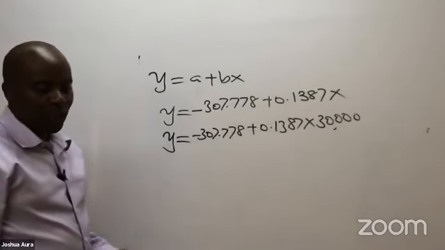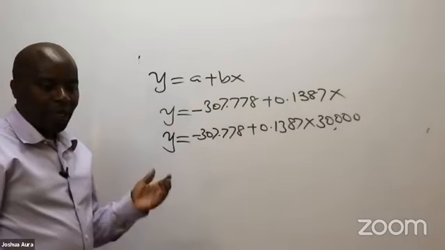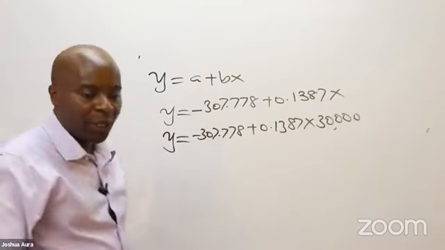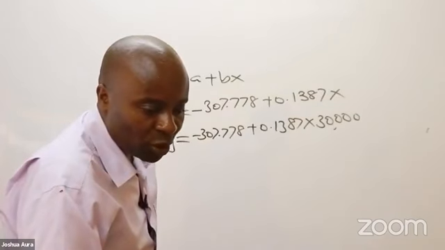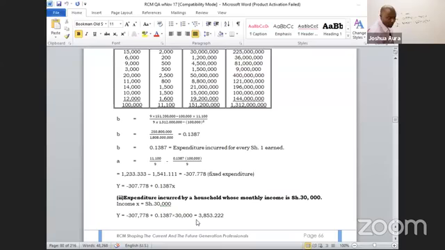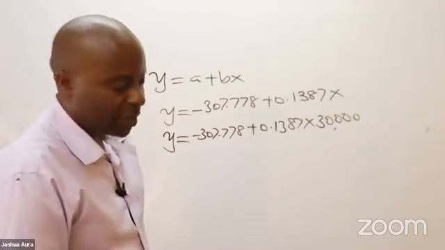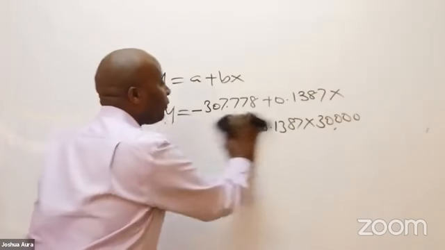And the moment you do it that way, you'll be able to get our expenditure, which you can see from our solution here. We got 3583. So I hope that is okay. And that marks the end of that particular exercise.